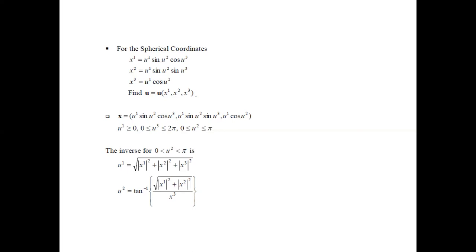u1 equals the square root of the modulus of each of these squared. That should be easy for you to prove. To get u1, square each of what you have inside the bracket and add. u2 is arctan of the square root of x1 squared plus x2 squared, divided by x3. You can prove this, that's very easy. Likewise, u3 is arctan of x2 by x1.